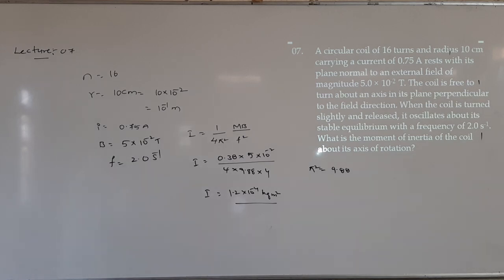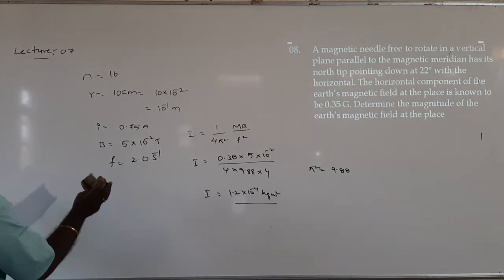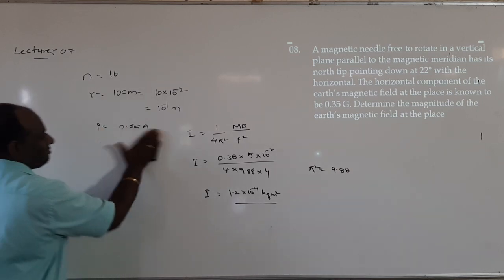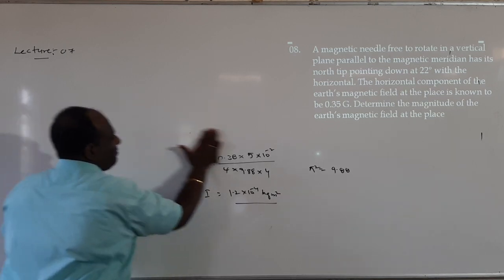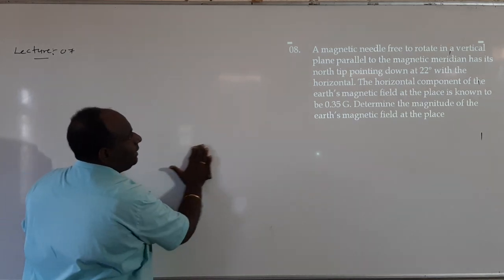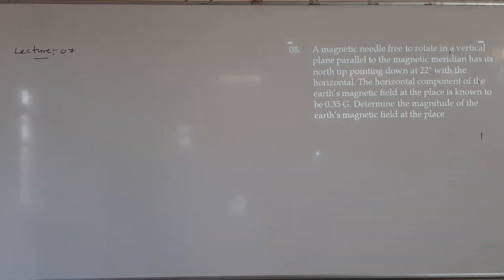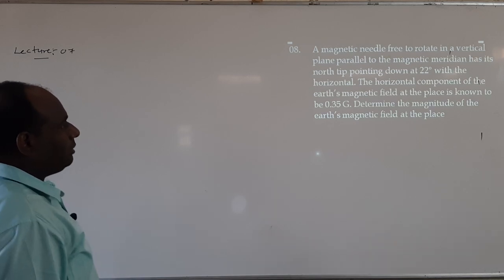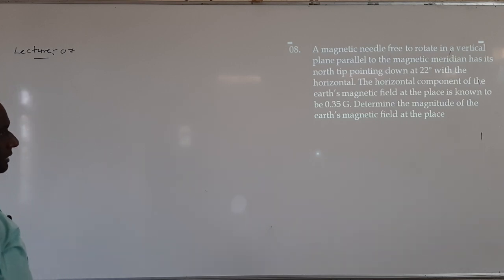So question number 7 completed. We will go to question number 8. Read question number 8. A magnetic needle is free to rotate in a vertical plane parallel to the magnetic meridian. It has its north pole tip down at 22 degrees with the horizontal. The horizontal component of the earth's magnetic field at that place is 0.38 Gauss. Then determine the magnitude of the earth's magnetic field at that place.